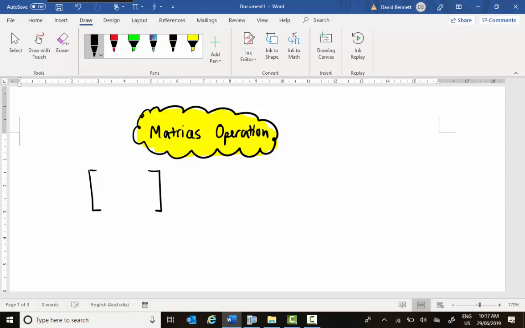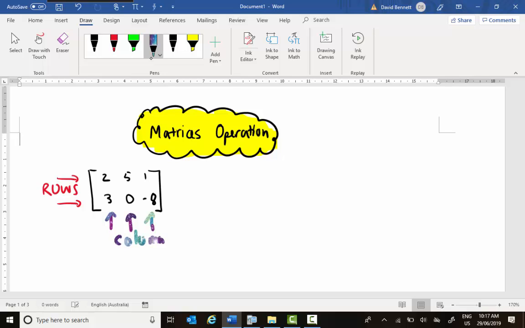So if I put some numbers in here, 2, 5, 1, 3, 0, -8. All right. So what we do when we're actually labeling a matrix, we have these things called rows going across this way. So these are my rows. And then we have our columns coming up this way. Columns.